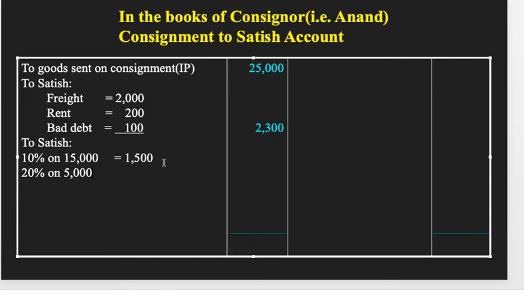20,000, right? So 10% of 15,000, we have paid a commission of 1,500, and for the remaining, which is above the invoice price, that is 5,000 rupees, how much is Anand going to pay? 20% of 5,000. 20% of 5,000 is how much? It is 1,000, right? So the total commission that Anand is going to pay to Satish is how much? It is 2,500, right?